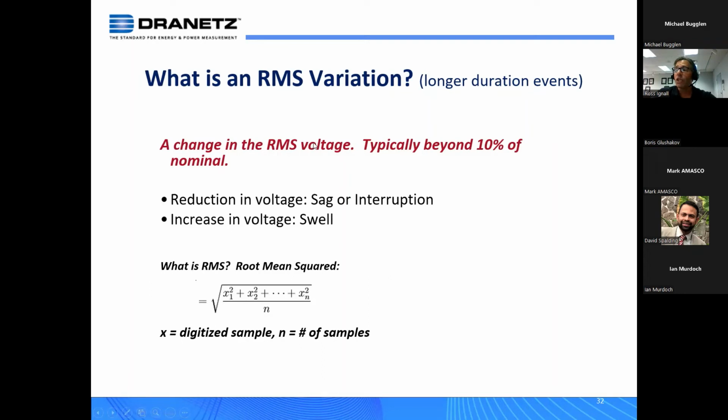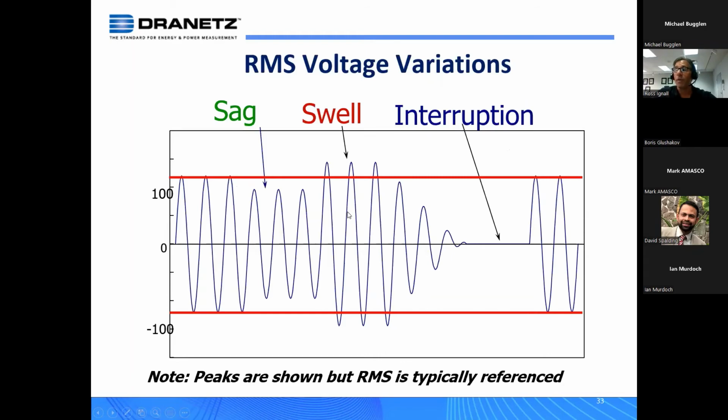So we're looking at a change in the RMS voltage, typically that's beyond 10% of nominal. And that's what the IEEE, specifically 1159, recommends. But this can really be any limit, and this limit depends upon the susceptibility of your power systems and maybe what type of mitigation equipment you're using. And we'll touch on that in a couple slides here. So we're talking about some new terms here. Reduction in voltage is a sag or interruption. We'll see a picture of this on the next slide. And an increase in voltage is a swell, okay? And a temporary increase. But again, a picture's worth 1,000 words here.